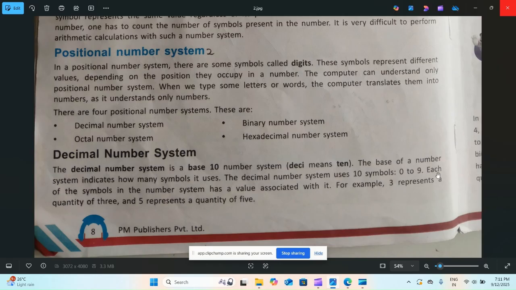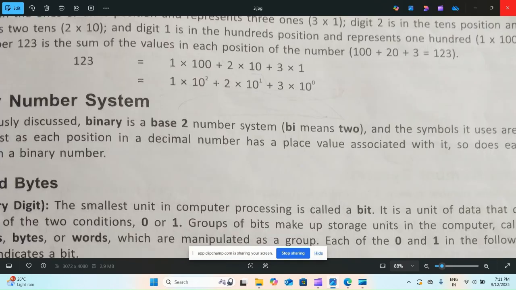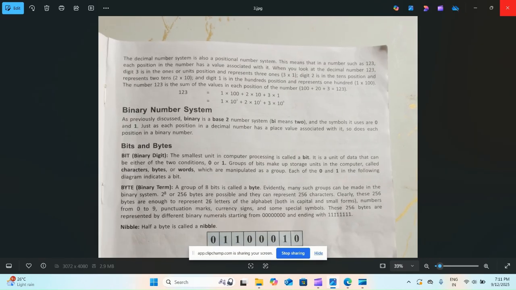Each of the symbols in the number system has a value associated with it. We have seen the example, right? 15 and 51. So each digit has some value. We'll take one example: the number 1 2 3. The decimal number system is also positional. This means that in numbers such as 1, 2, 3, each position in the number has a value associated with it. What does it mean? We have seen it previously as well. We'll take this example, 1, 2, 3.